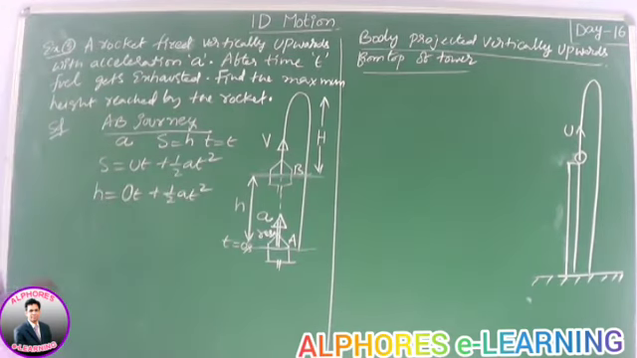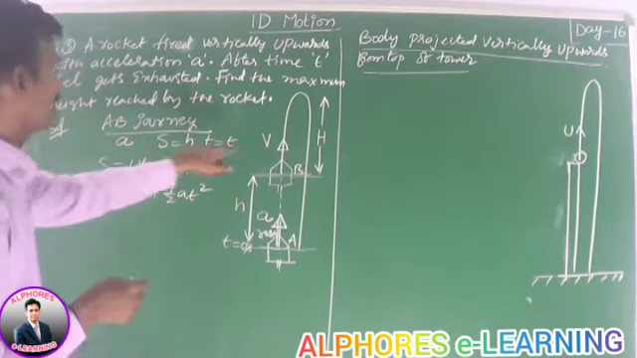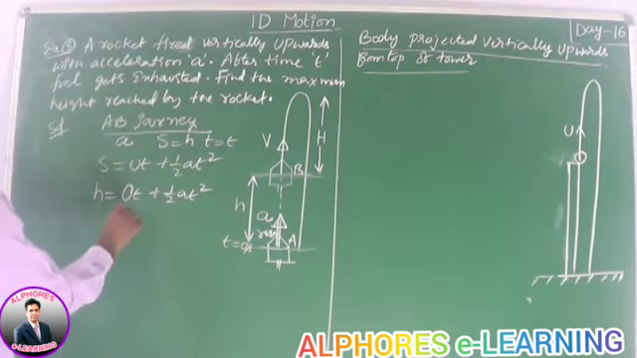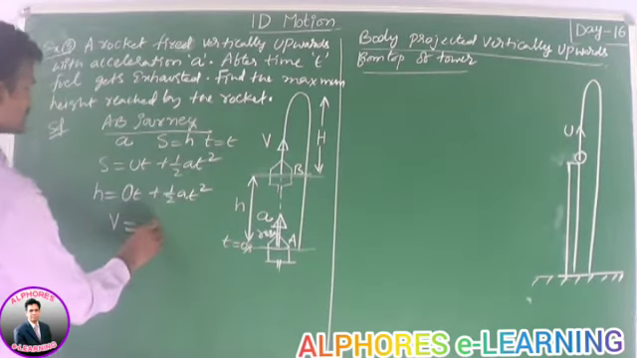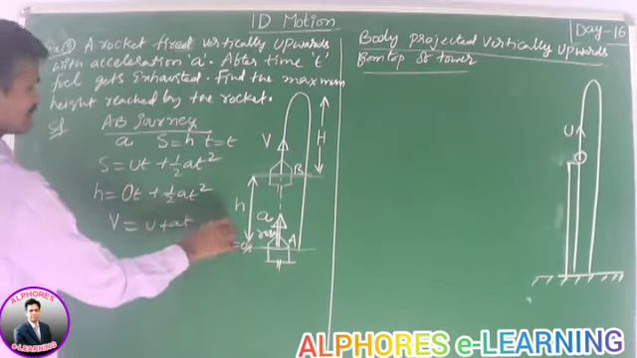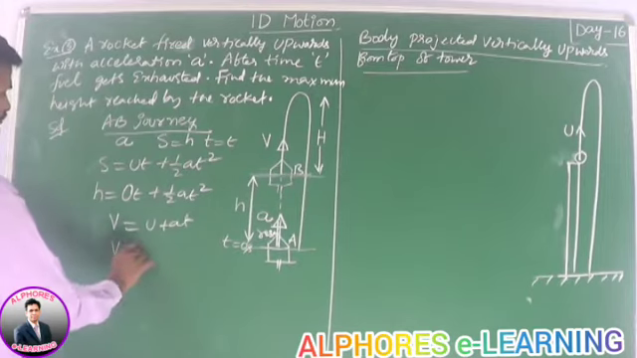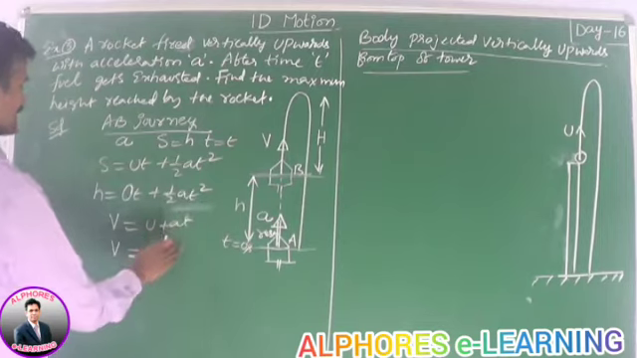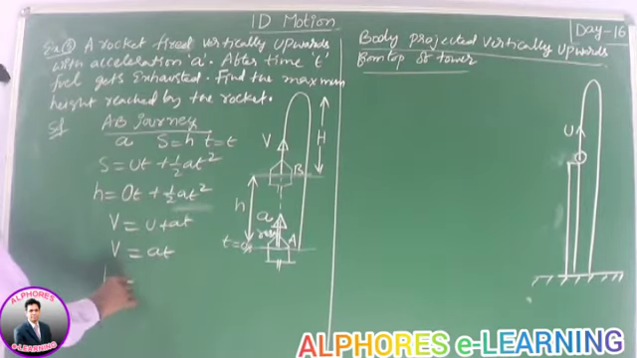This is the height traveled by the rocket. What is the velocity of the rocket at this point? This velocity v is u plus at. The initial velocity here is 0, so v is at. We have two quantities, one is h, another one is v. The h is half a t square.